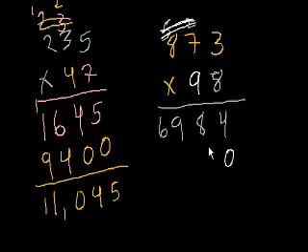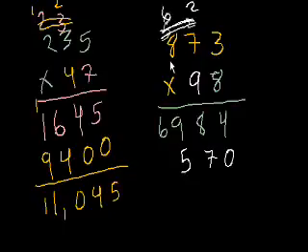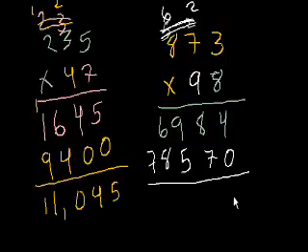We say 9 times 3 is 27. Carry the 2. 9 times 7 is 63. Plus the 2 that we just carried is 65. Carry the 6. 9 times 8 is 72, plus the 6 we just carried, that's 78. And now we just add again.